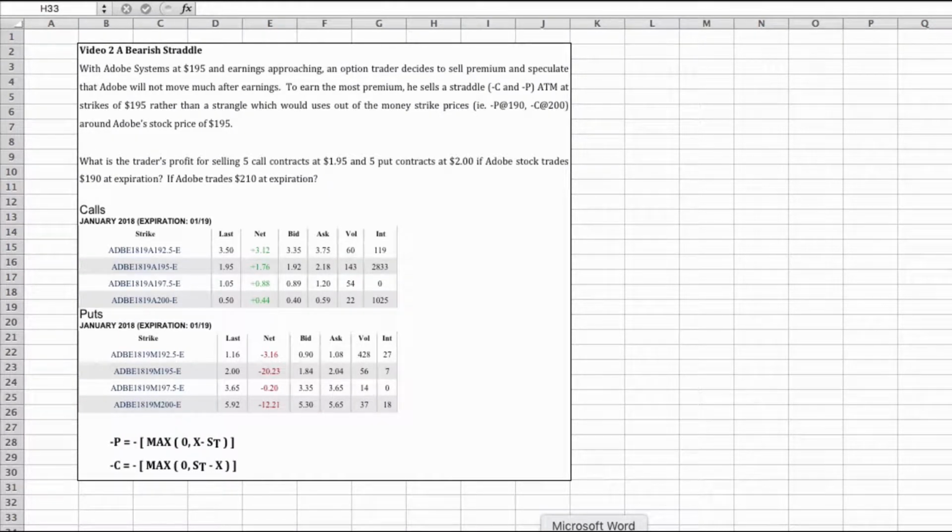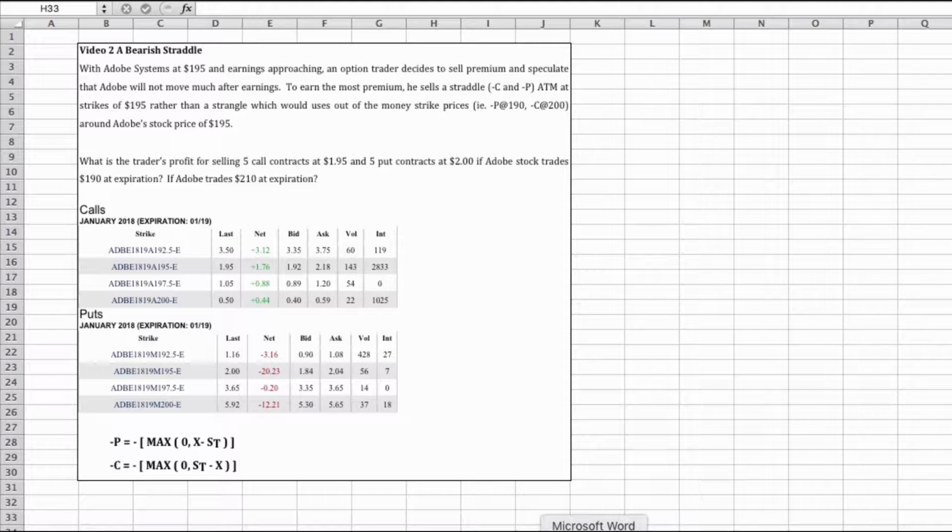This is a bearish straddle, and it's the opposite position from a bull straddle. And if you recall, straddles are basically non-directional speculations. In other words, you just expect either a large move in the case of a bull straddle or very little movement in the case of a bearish straddle. So bearish straddles sell option premium, both calls and puts, and bet on small moves in the stock.